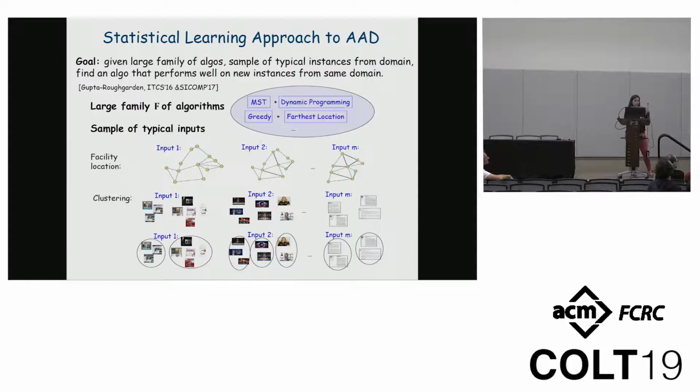The formulation here is really natural. We fix a problem that we want to solve, say facility location or clustering. Then we also fix a large, potentially infinite parameterized family of algorithms for the given problem. Then we take samples of typical instances coming from the given domain. These will technically be IID instances coming from the underlying distribution of our typical instances. Then we use this sample in order to come up with an algorithm that we hope does well on new instances coming from the same domain or the same distribution.